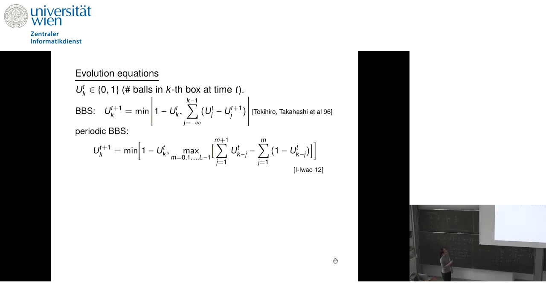Then the second description is a more naive way. We want to write down the evolution equation. So let u_t^k be the number of balls in the k-th box at time t. So it takes 0 or 1. Then in the case of the infinite box-ball system with infinite carrier, the evolution is given by this formula. Actually, this part is nothing but the number of balls in the carrier. So we compare the situation in a box and the situation in the carrier, and it determines the next time configuration in this way. Also for the periodic case, we can write down the time evolution rule like this. It is more complicated, but it's possible.